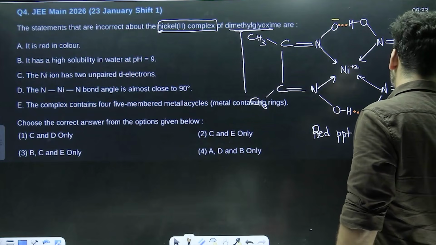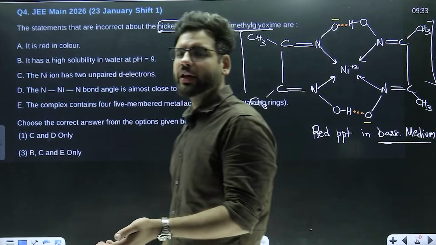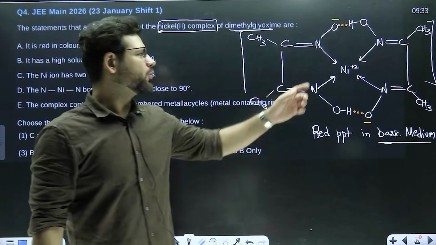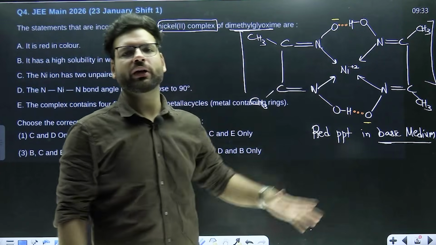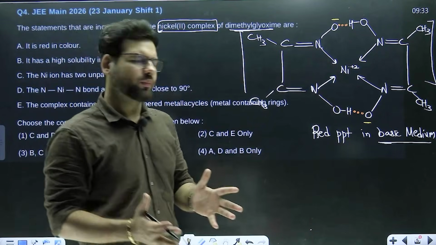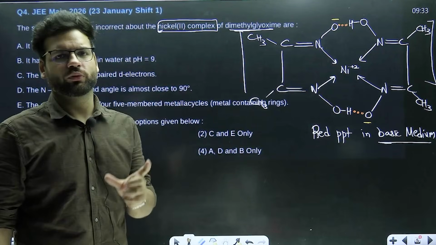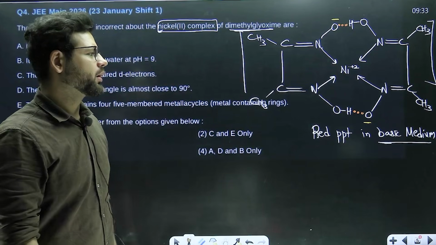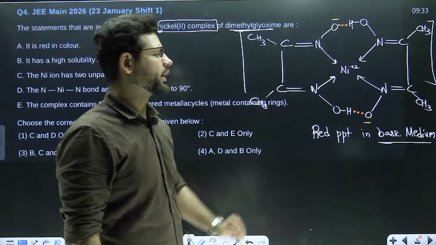Because the medium is basic, that's why the deprotonation has happened. The KOH would have removed the H plus from here and H plus from here, making it the dimethyl glyoximato. So the dimethyl glyoximato is the ligand here.